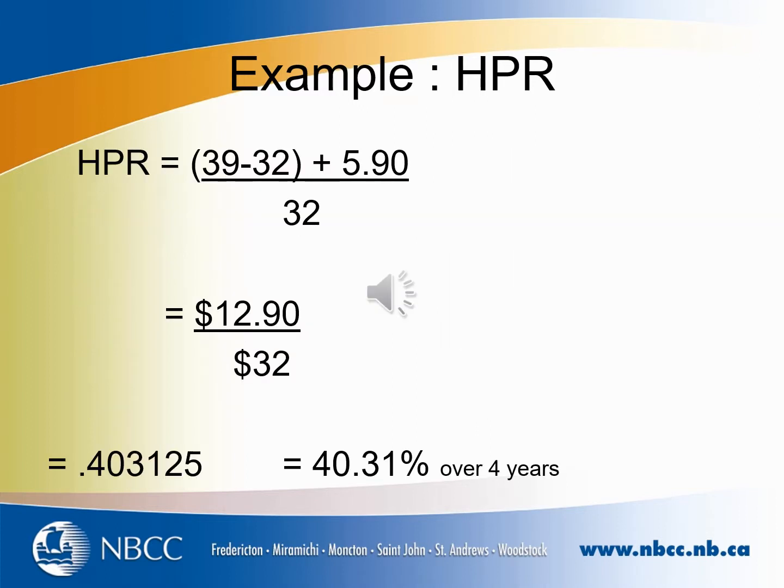Therefore, our calculation is the difference between our end price and our beginning price, 39 minus 32, plus all of the income that was received on the shares over the period of time that they were held, $5.90, all divided by the initial investment amount of $32. The return then over the full 4 years is 40.31%. So we would say that this investment had a 4-year holding period return of 40.31%.